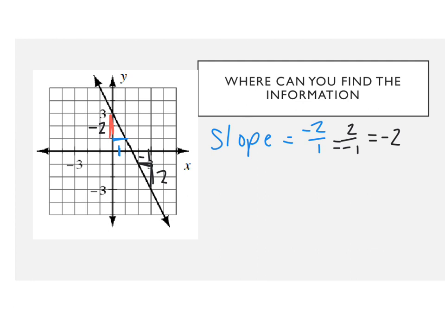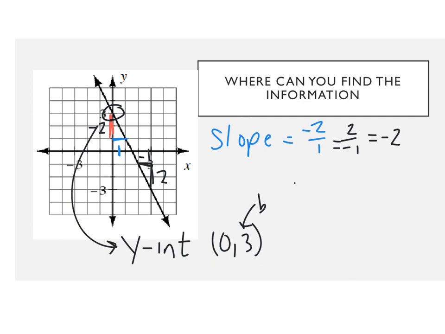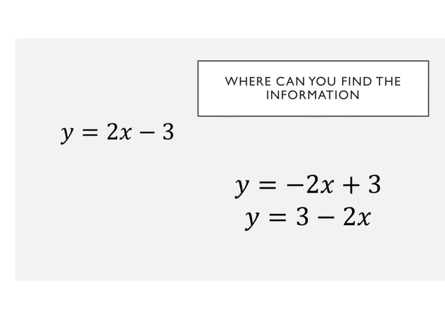So the slope you can find on your slope triangle, and then right here, there's your y-intercept. Whenever x is 0, so it's 0, 3 in this case, so here's your b. This graph is the graph of the table from the previous slide. So y equals -2 times the x, plus 3.